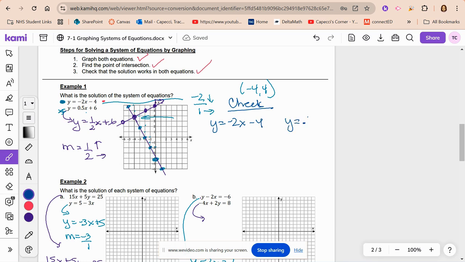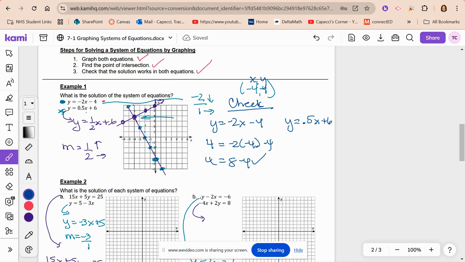I'm not going to worry about what I did when I changed anything or moved anything around. And I'm going to substitute, right? This is x and this is y. So I have 4 is equal to -2 times -4 minus 4. So it gives me 4 is equal to +8 minus 4, and that's true. So we know that that point is on that line.